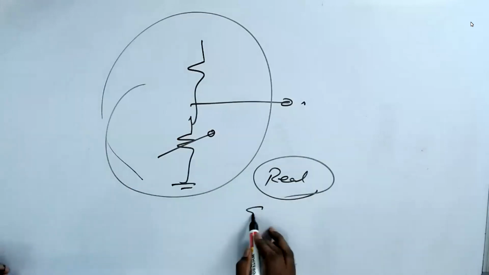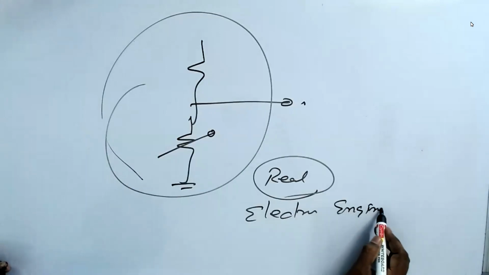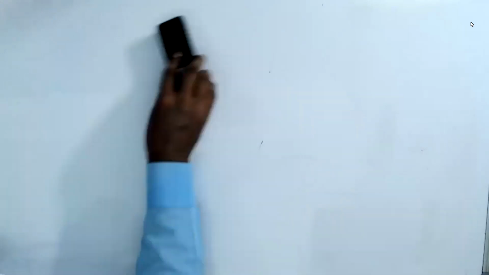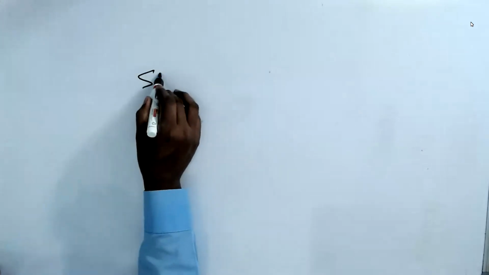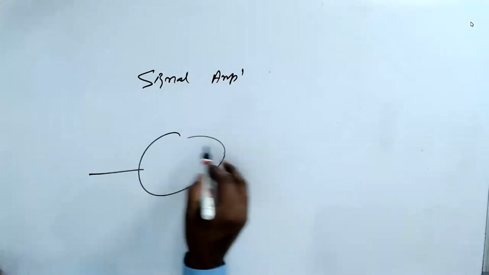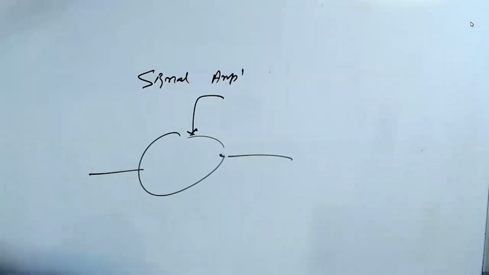This is what every electronic engineer should know. There is nothing called an amplifier. That's why we call this, and the word is very important, a signal amplifier. It amplifies the signal, but you give the power. Understand? So don't get confused that the signal is getting amplified by itself. Nobody can do that. That's not possible.